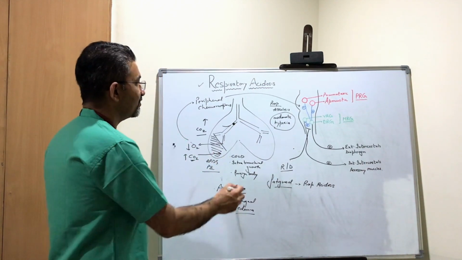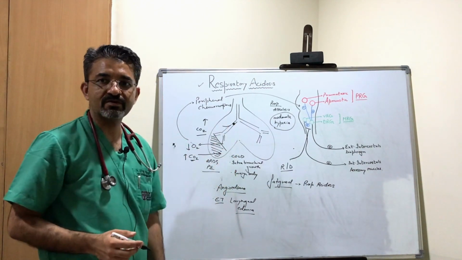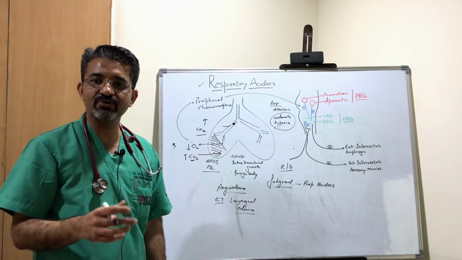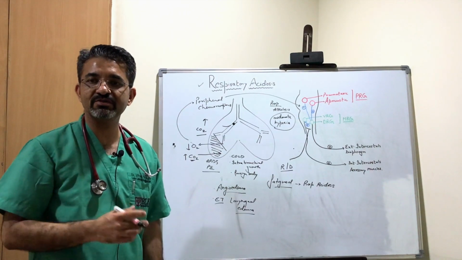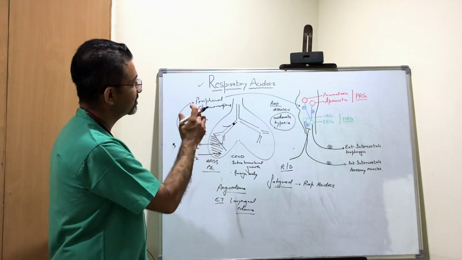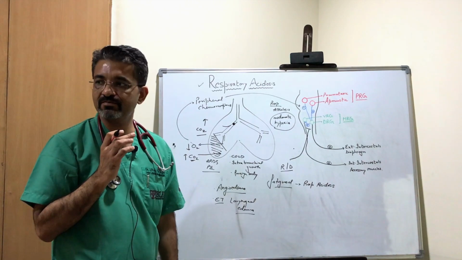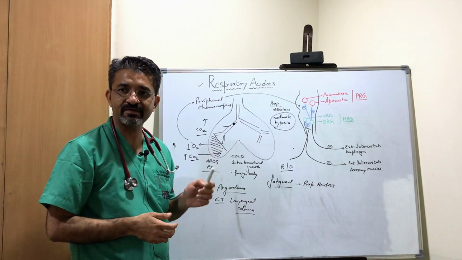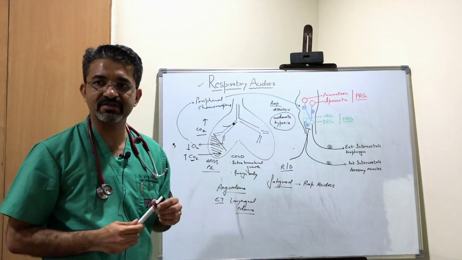But if you have problem in your peripheries, particularly lung problem, then you have profound moderate to severe hypoxemia with respiratory acidosis, right? So we finish our respiratory acidosis now here, and we will see you in another lecture on respiratory alkalosis.